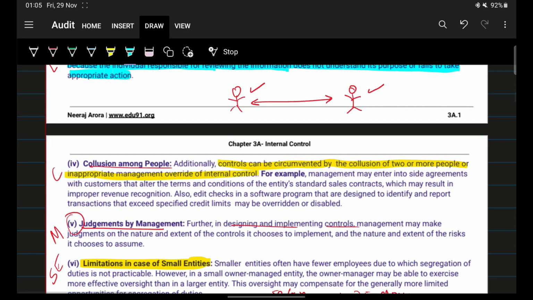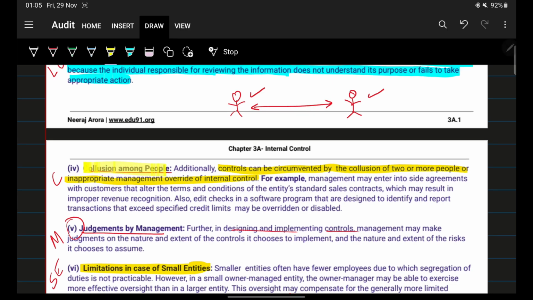So the first point in the limitations of internal control is that it provides only reasonable assurance. The second point is that human judgment is involved. Third, in case there is a lack of understanding, the operations of control won't work properly. Now we're coming to the fourth point, which is collusion among people.